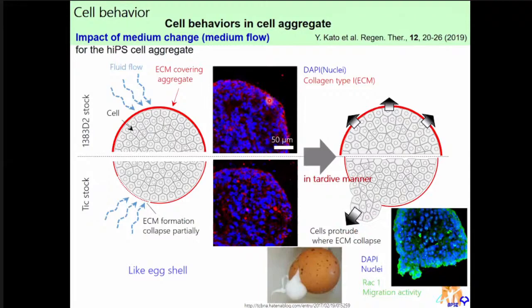Actually, we put some ECM, collagen type 1, as a red color. They have a good eggshell, but the others don't have a good eggshell like this, so it is easy to fluctuate. Actually, this part we stained with LAC1. LAC1 is a kind of indicator of the migration activity. After they come from the center to the outer part, they start to migrate more. So if we start the differentiation from these iPS cells, we will get different cells.